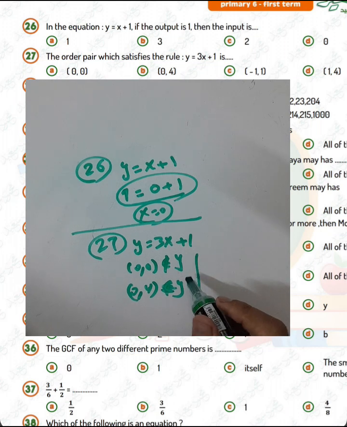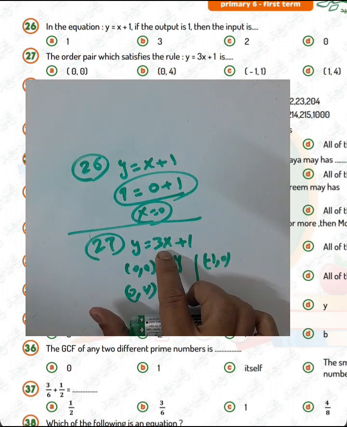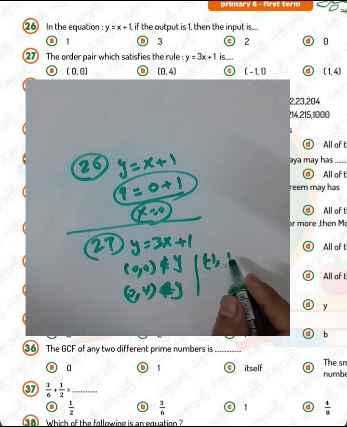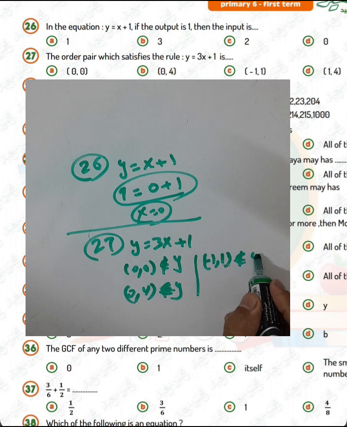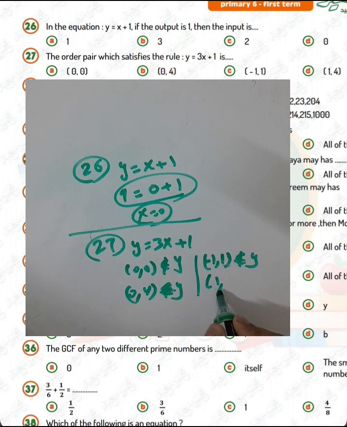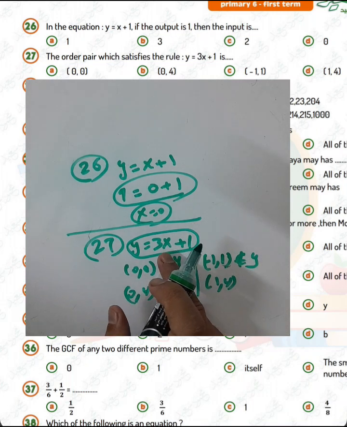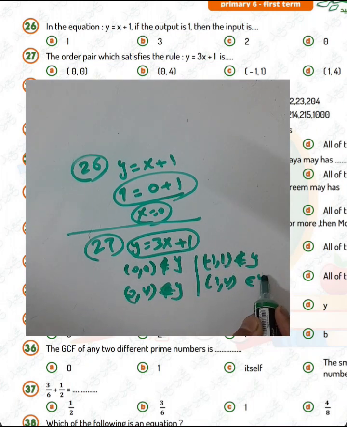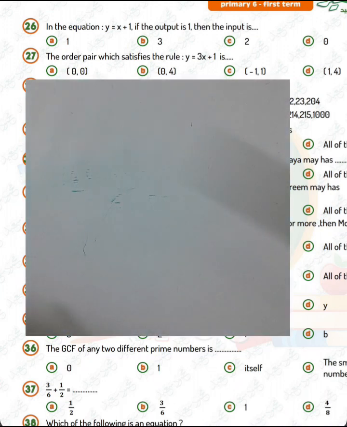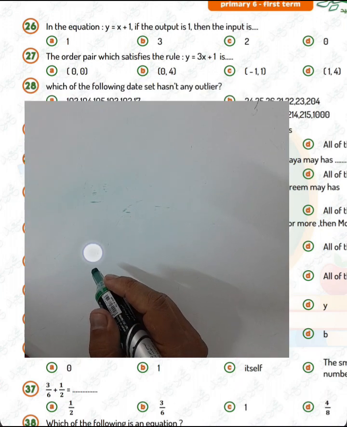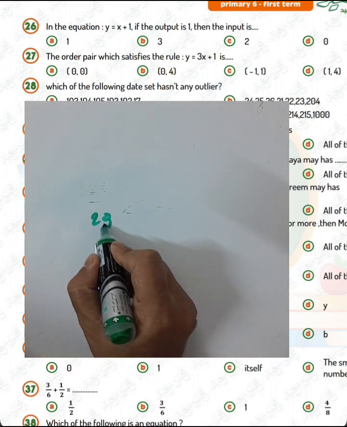And what about negative 1 and 0? Put negative 1 here, it will be negative 3. Negative 3 plus 1, it will be negative 2, so it will be not belong to y. And what about 1 and 4? If we put x equal 1 here in this equation, 1 times 3 equals 3, 3 plus 1 equals 4. In this point, it will be satisfies the equation belonging to y. Okay. Next question. Choose letter D.